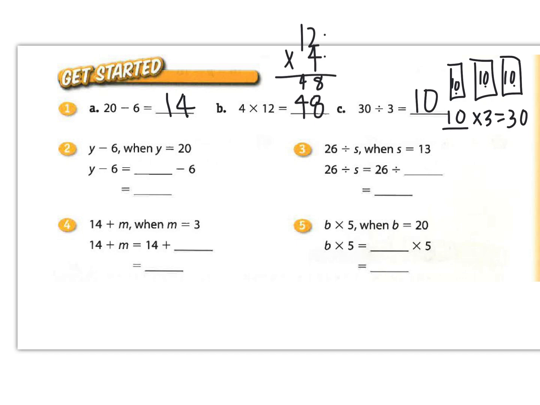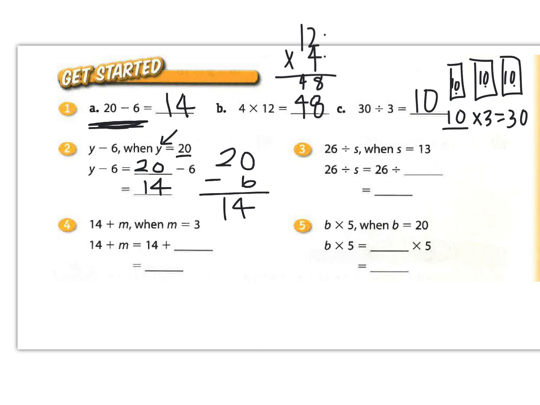So now we're going to be practicing a little bit of algebra. Y minus 6 when y equals 20. Well, we have to put 20 in for y, so it would look like this, 20 minus 6. And we just did that above. 20 minus 6 is 14. So we know how to do this problem, but then they gave us a variable, and then we had to substitute the number in for that variable.